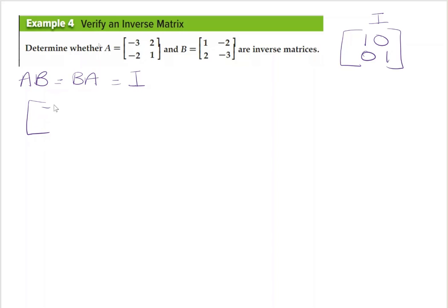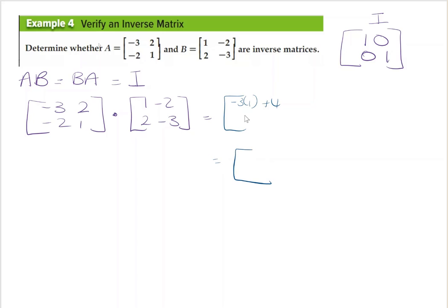So minus 3, 2, minus 2 and 1 multiplied by 1, minus 2, 2 and minus 3. So minus 3 times 1. So minus 3 multiplied by 1, and then 2 times 2, so it's plus 4. We can write this here. So minus 3 plus 1, this is 1.